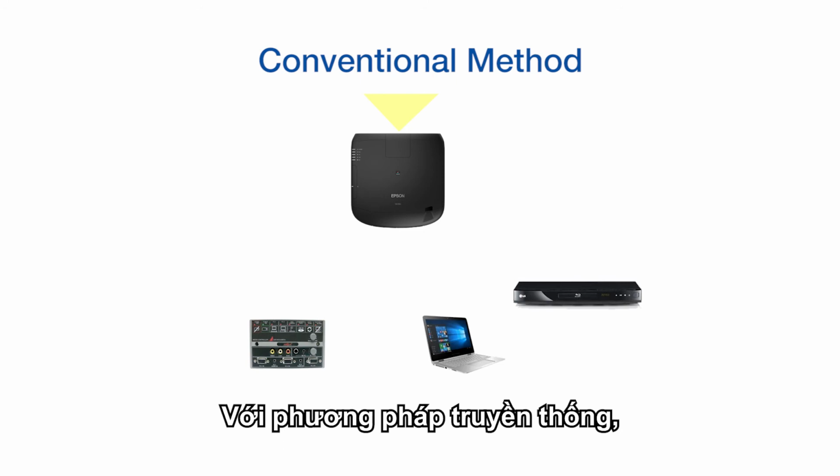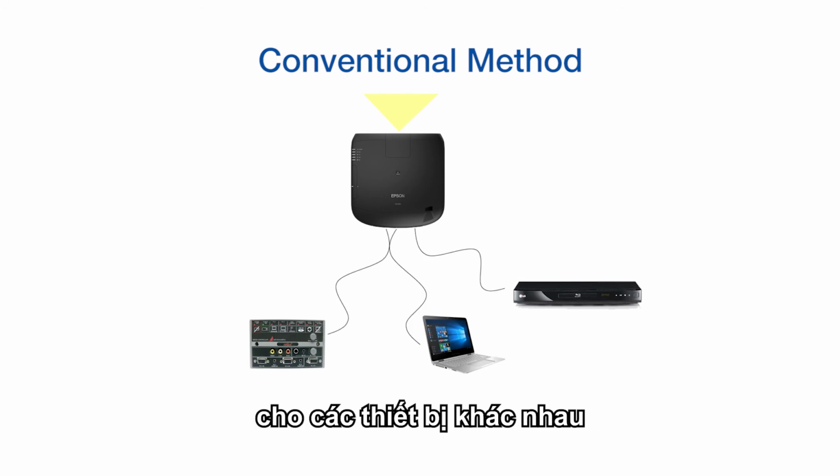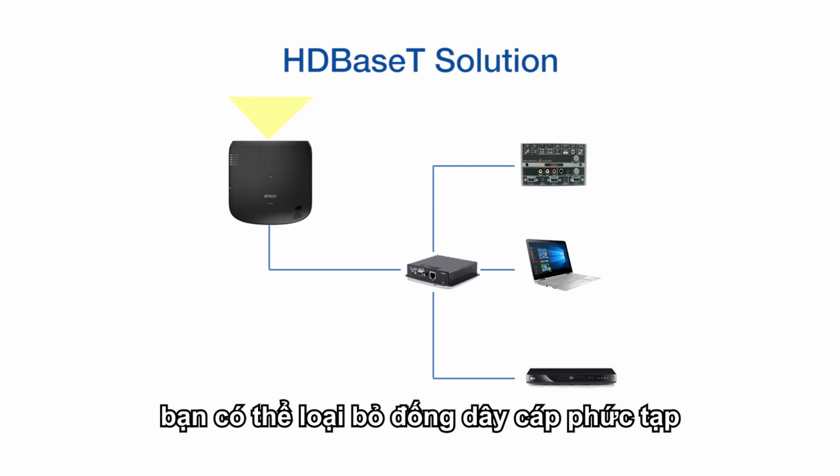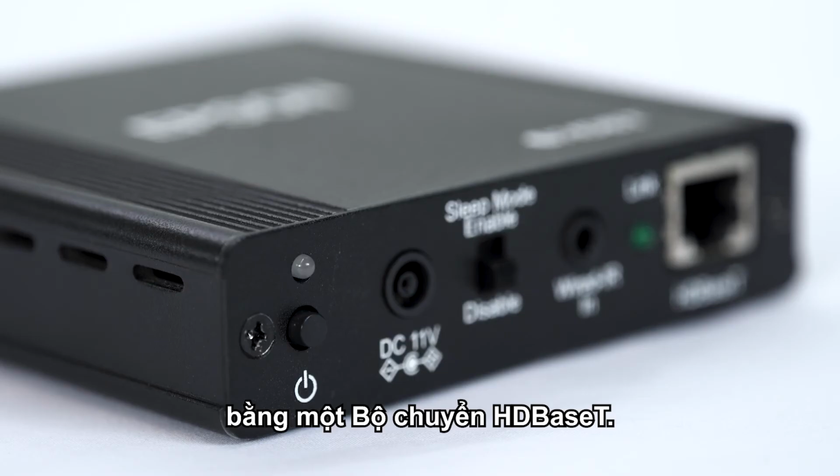Using a conventional method, you will need multiple connections for your various devices due to the lack of the HDBaseT port. Now, using the embedded HDBaseT port, you can remove your cable clutter and seamlessly connect them using an HDBaseT transmitter.